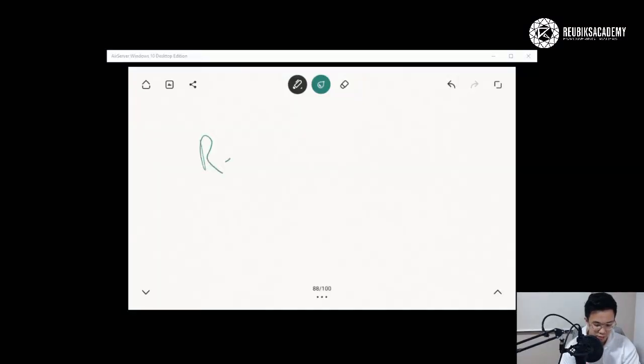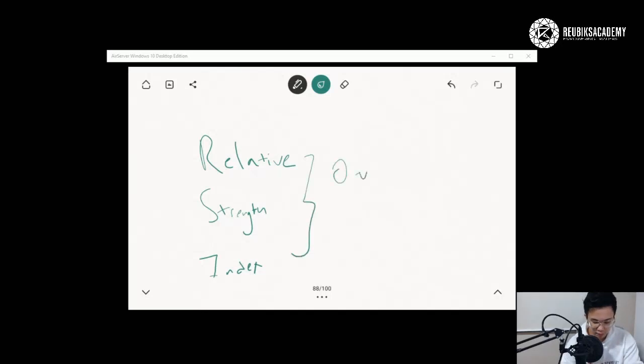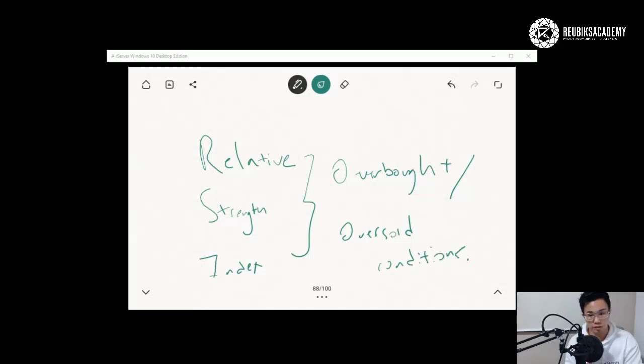relative strength index. Okay, basically what this particular index does is that it measures overbought / oversold conditions. Okay, this is basically the gist of this particular index. It measures overbought / oversold conditions.